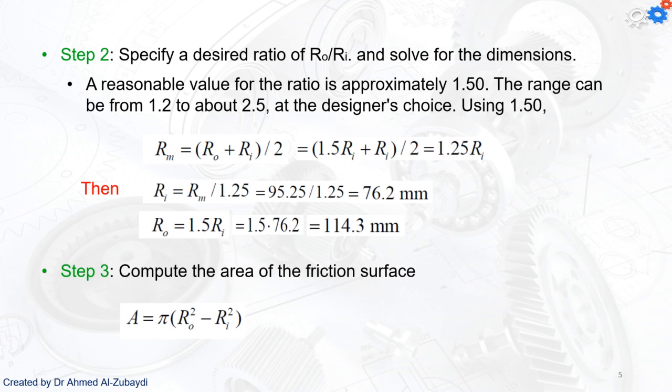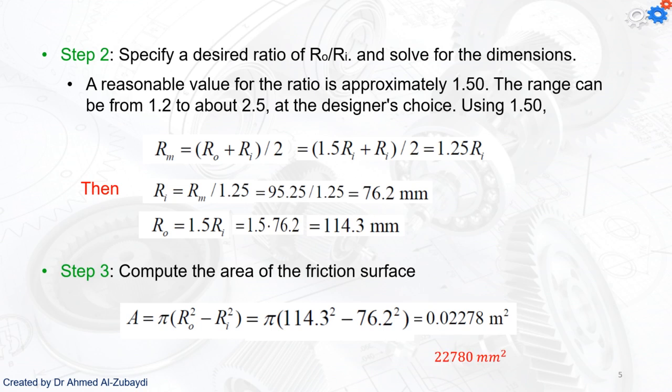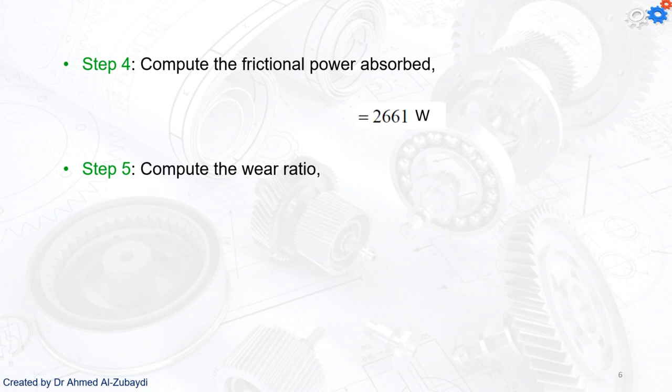And this will be pi multiplied by the RO square minus the RI square. And we are going to use the millimeters, and the area is going to be 0.02278 meters square, or 22,780 millimeters square.